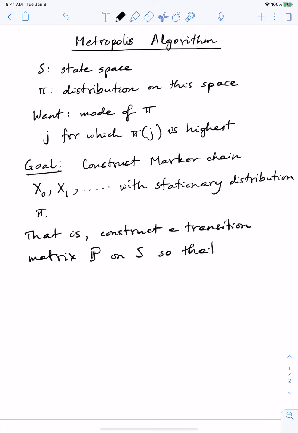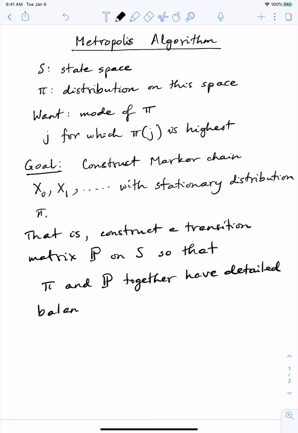And we're going to construct it in such a way that this pi and the p that we construct together have detailed balance. And if they do, then we know that our specified distribution pi is the steady state distribution of the chain that we have constructed.